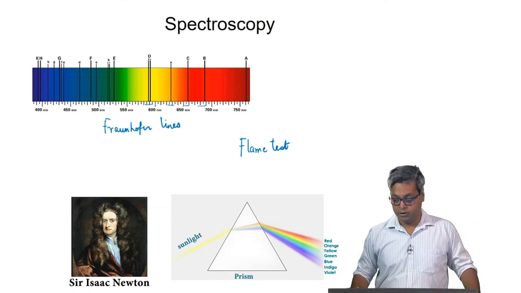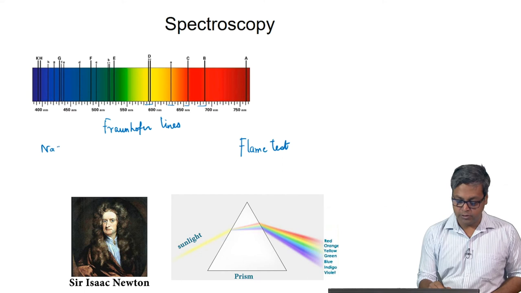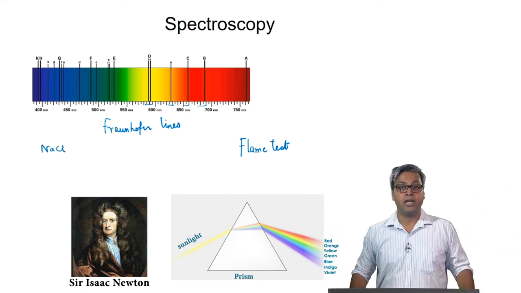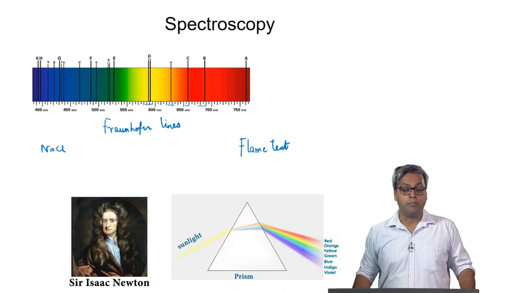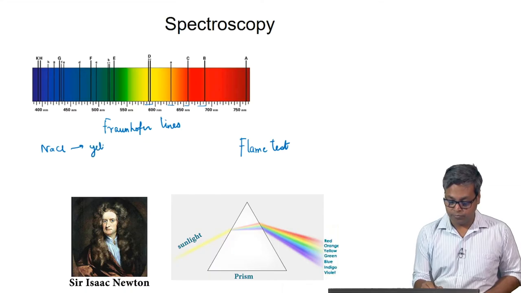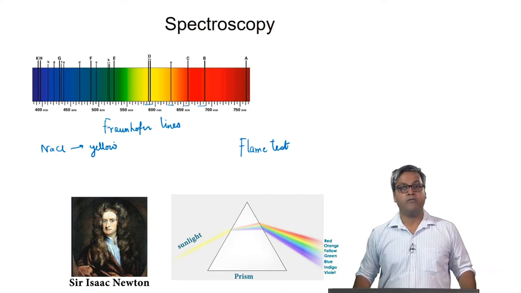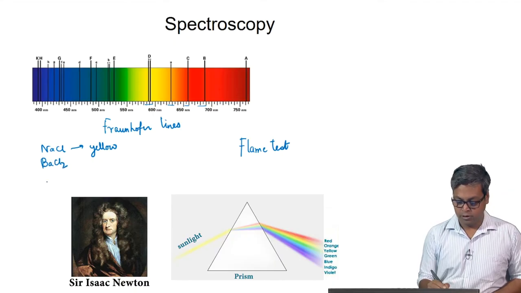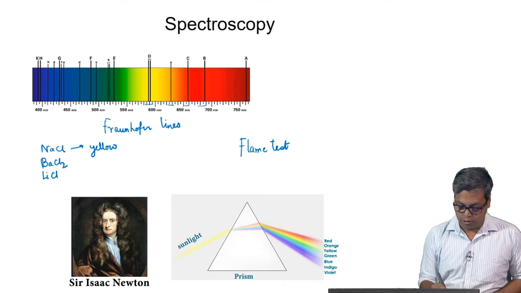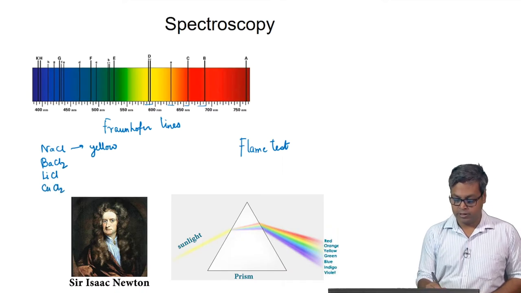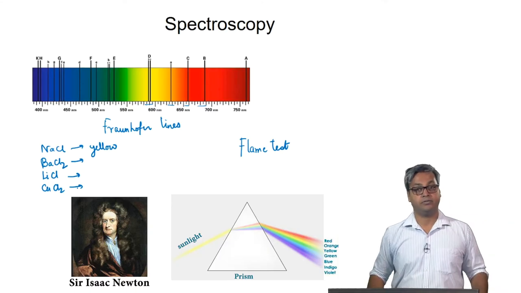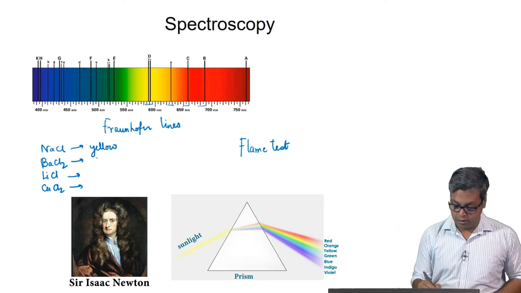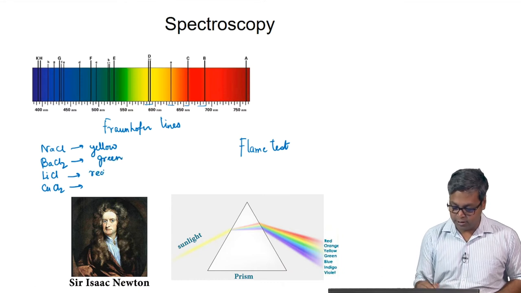So, for example, if you take sodium chloride and heat it in the flame of a Bunsen burner, you will see a bright yellow color. However, if you have a different metal instead of sodium, say barium chloride or lithium chloride or copper chloride, then we will see different colors. For example, barium chloride will show us green color, lithium chloride will show us red color, and copper chloride will show us blue color.